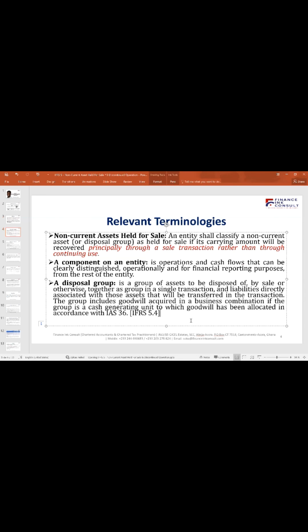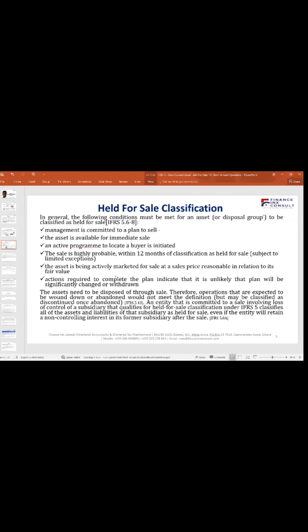So it's a group of assets to be disposed of, as I have said, by sale or otherwise, together as a group in a single transaction, and liabilities directly associated with those assets that will be transferred in the transaction. The group includes goodwill acquired in a business combination.